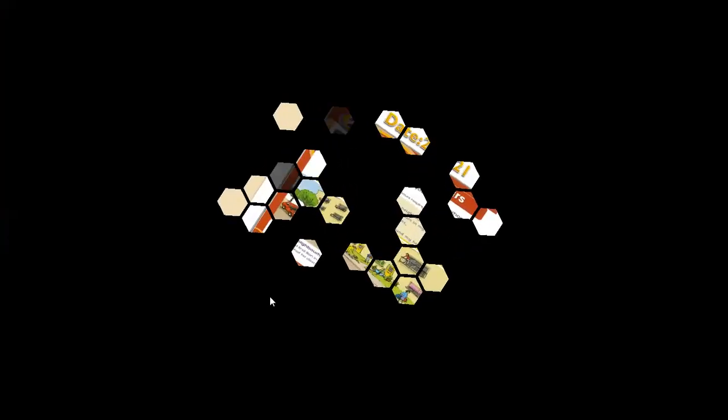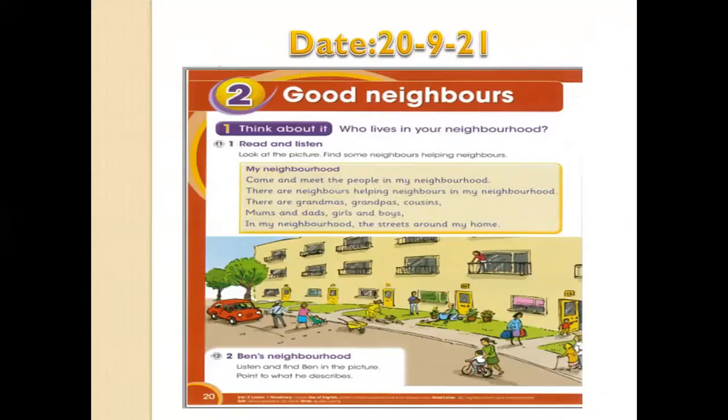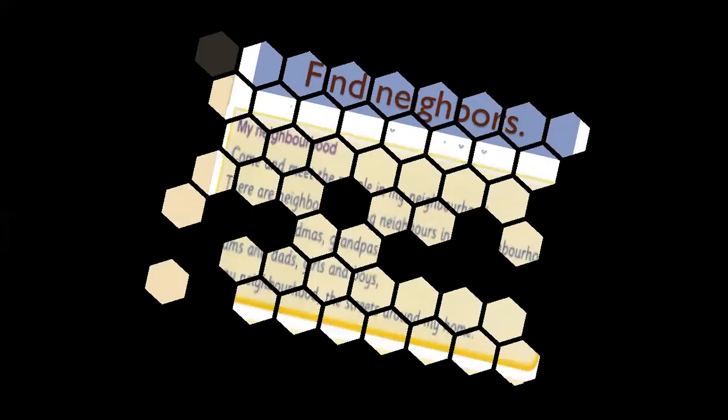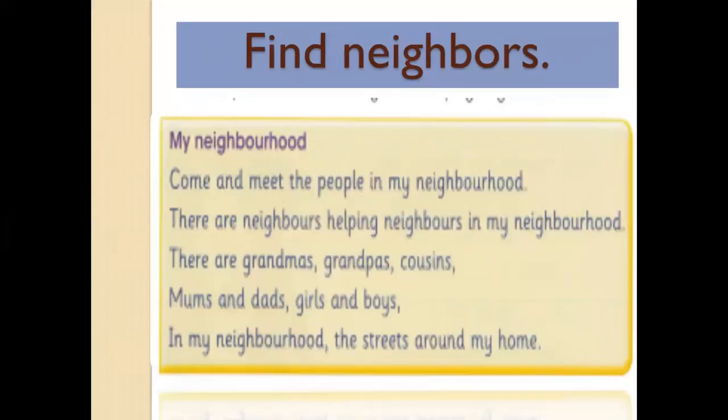In this, what we have studied, we have listened to a track in which they are telling us: my neighborhood, come and meet the people in my neighborhood. There are neighbors helping neighbors in my neighborhood. There are grandmas, grandpas, cousins, moms and dads, girls and boys in my neighborhood, the street around my home. So we have studied this, and I hope you have practiced this at home as well.